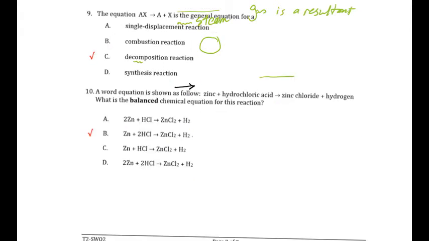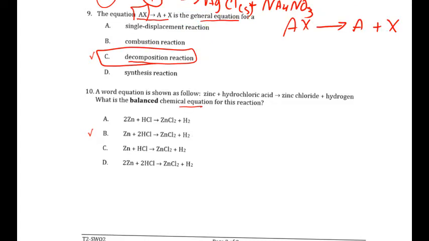This question is asking about changing a word equation into a chemical equation. Zinc plus hydrochloric acid gives zinc chloride and hydrogen. By looking at the periodic table, you will know that the formula for zinc is Zn. For hydrochloric acid, you know it from before, HCl, zinc chloride, ZnCl2, and hydrogen, H2.